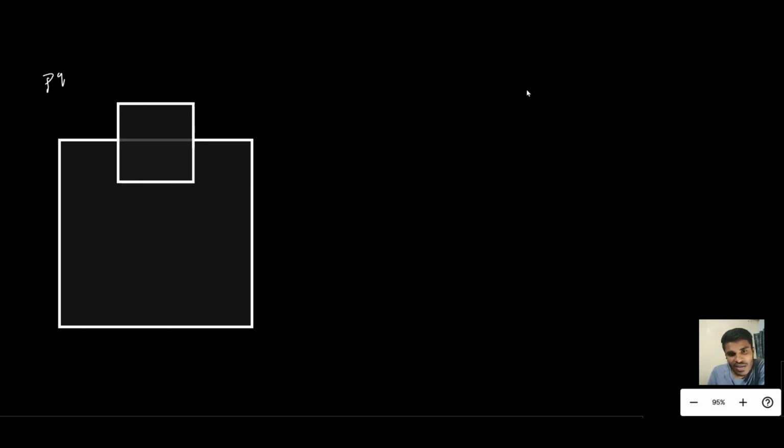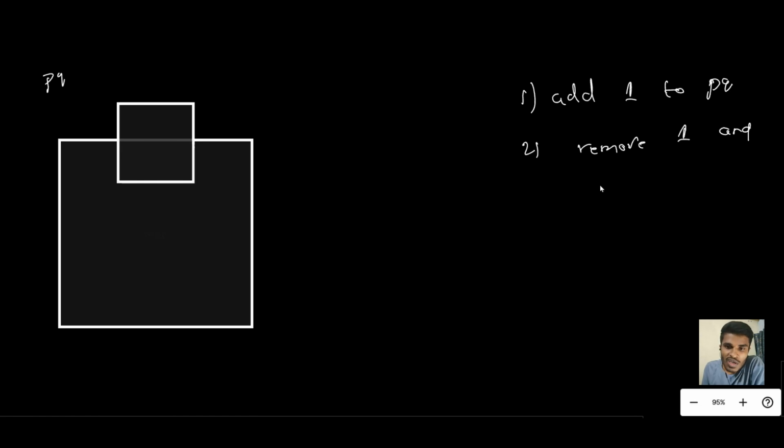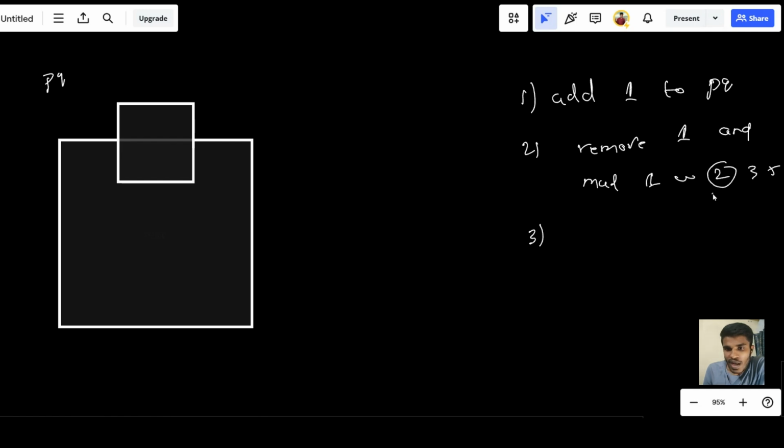Now I'm writing the steps to find our nth ugly number. First step, I'm going to add 1 to our PQ. Now I remove 1 and generate our next ugly numbers. How am I going to generate them? By multiplying 1 with 2, 3, and 5, and I will add these 2, 3, and 5 to our priority queue.